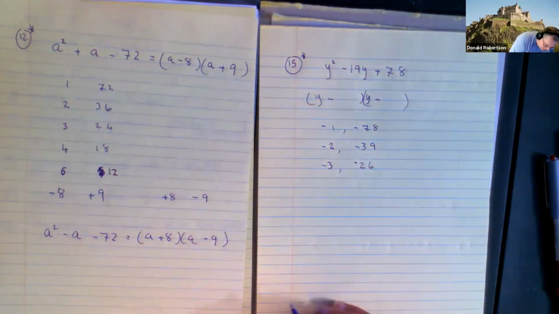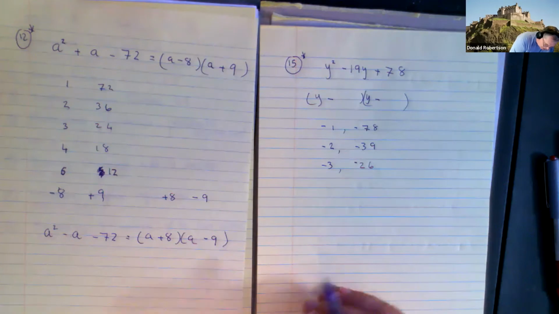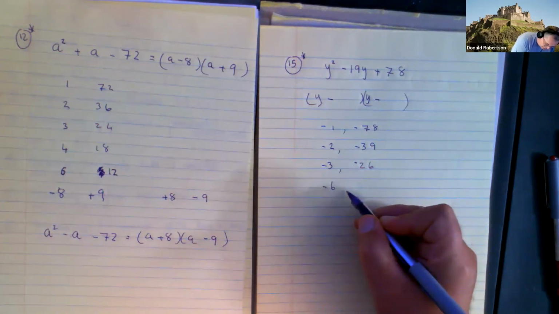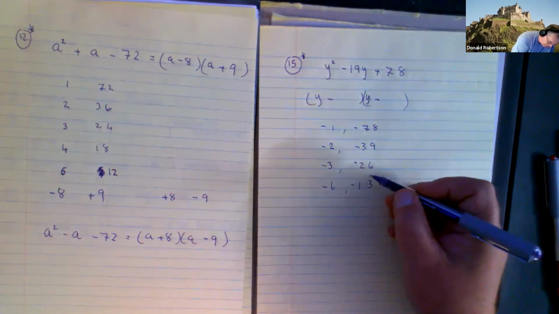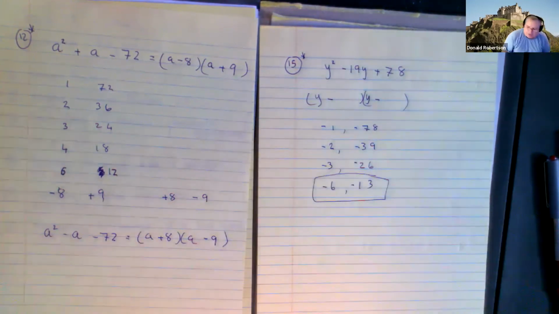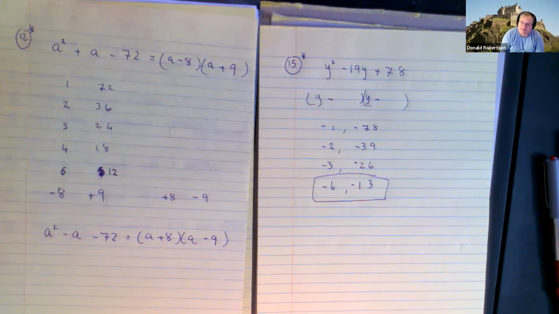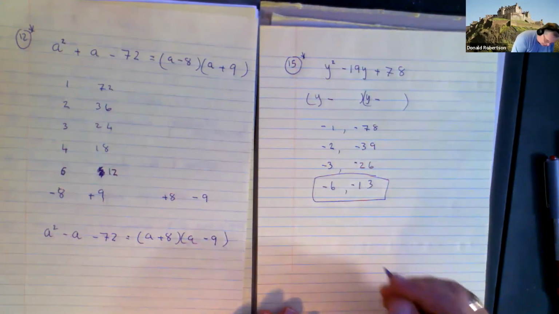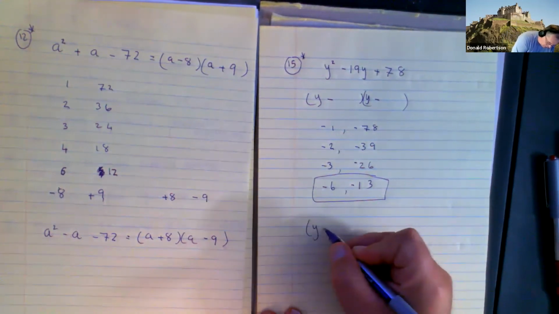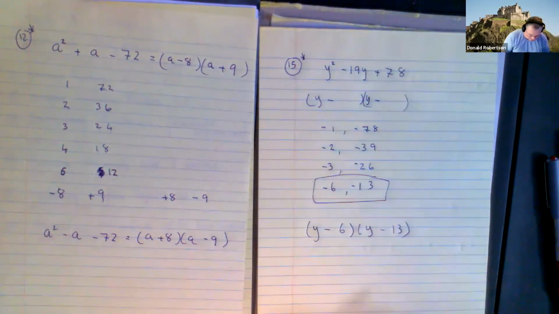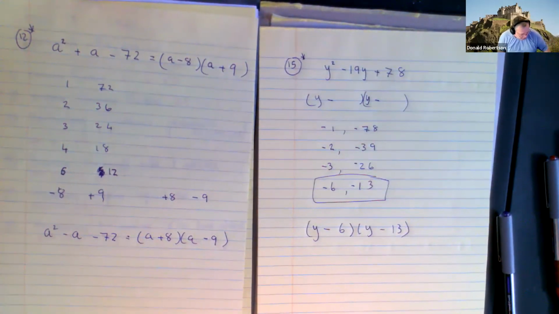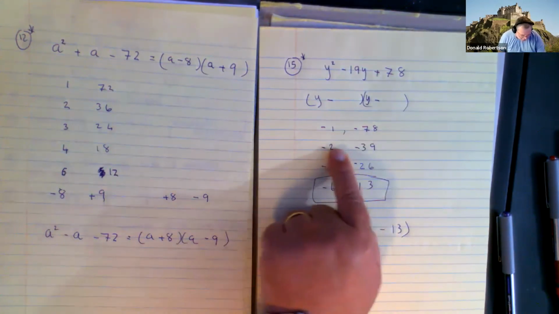Not quite there. Can I do 4? Can I do 5? Can do 6. And 6 goes with 13, and I'm stopping there. You see, those two give me negative 19. So y take away 6, y take away 13, and we have done it. So you probably want your calculator handy and try all the different combinations that you can think of.